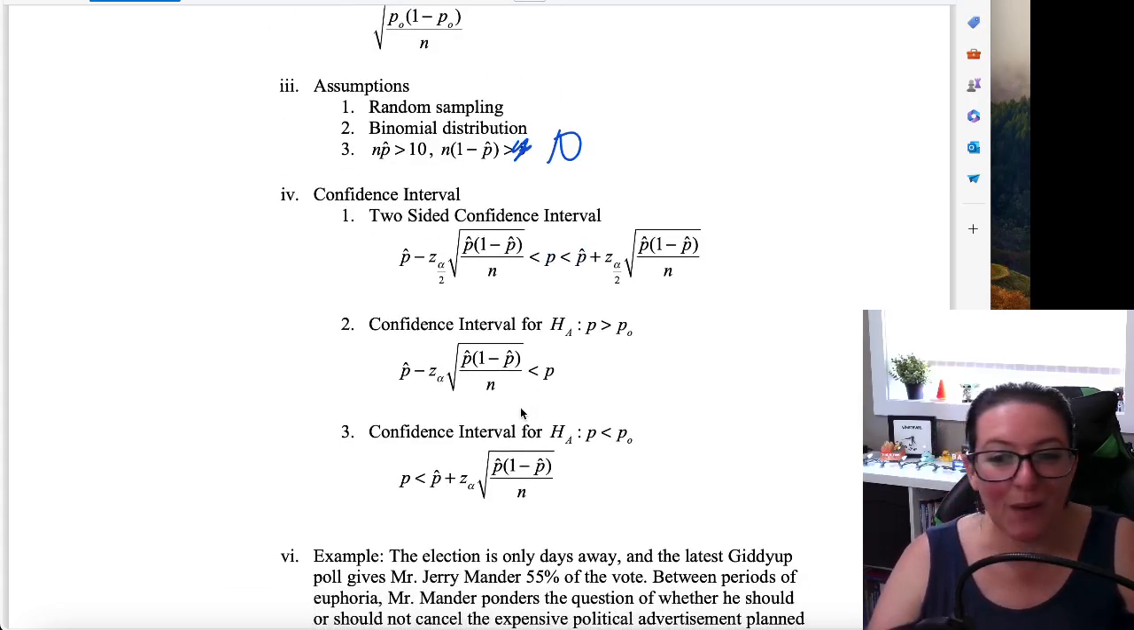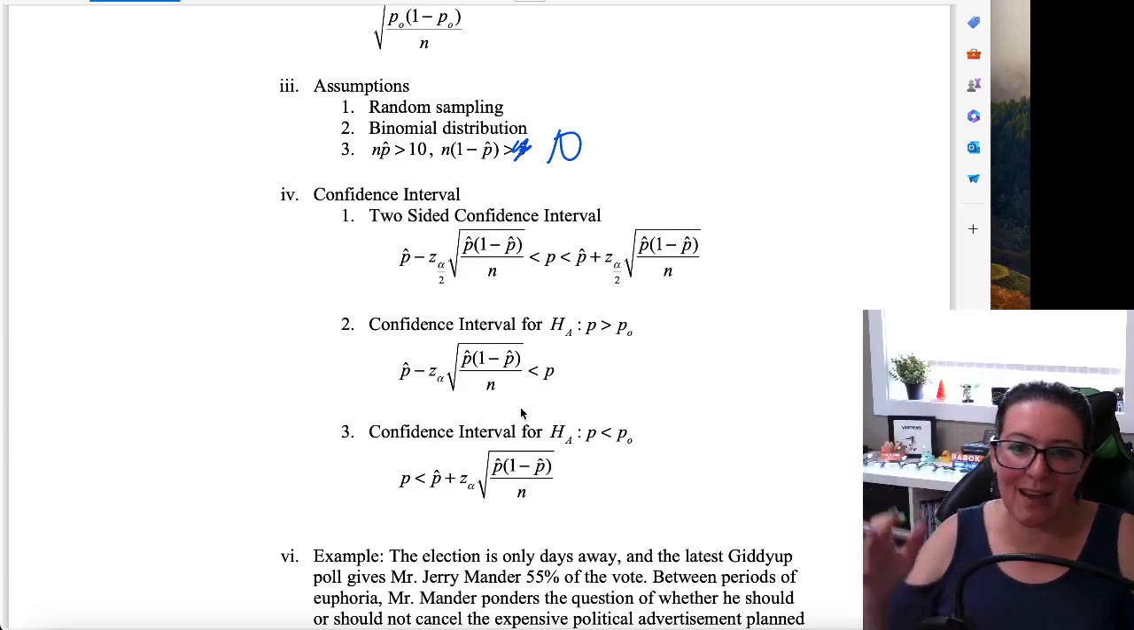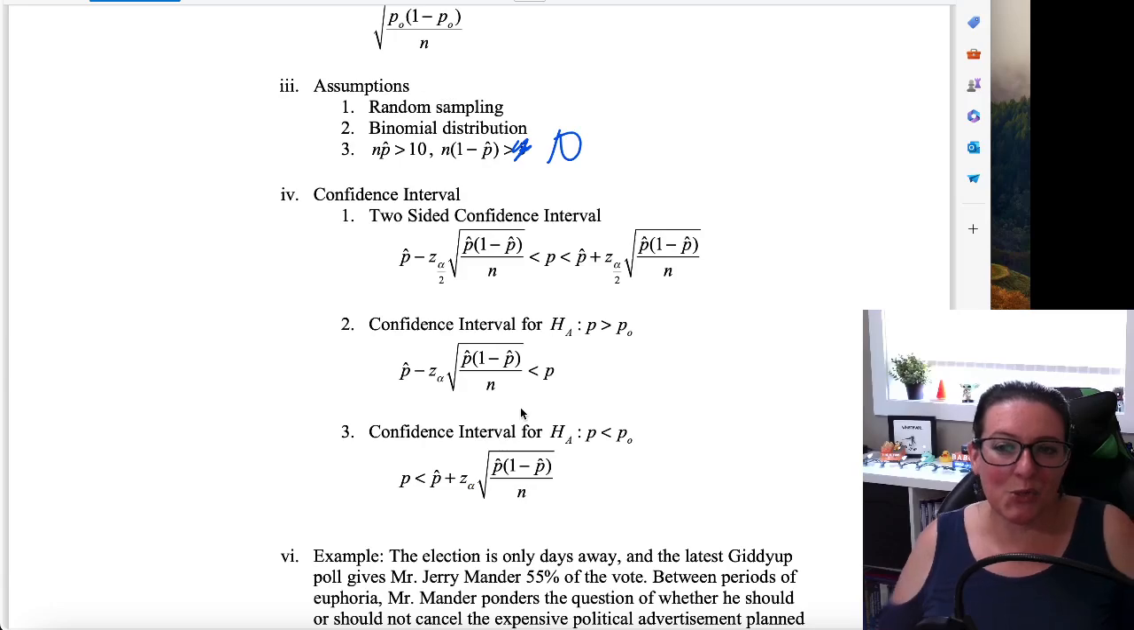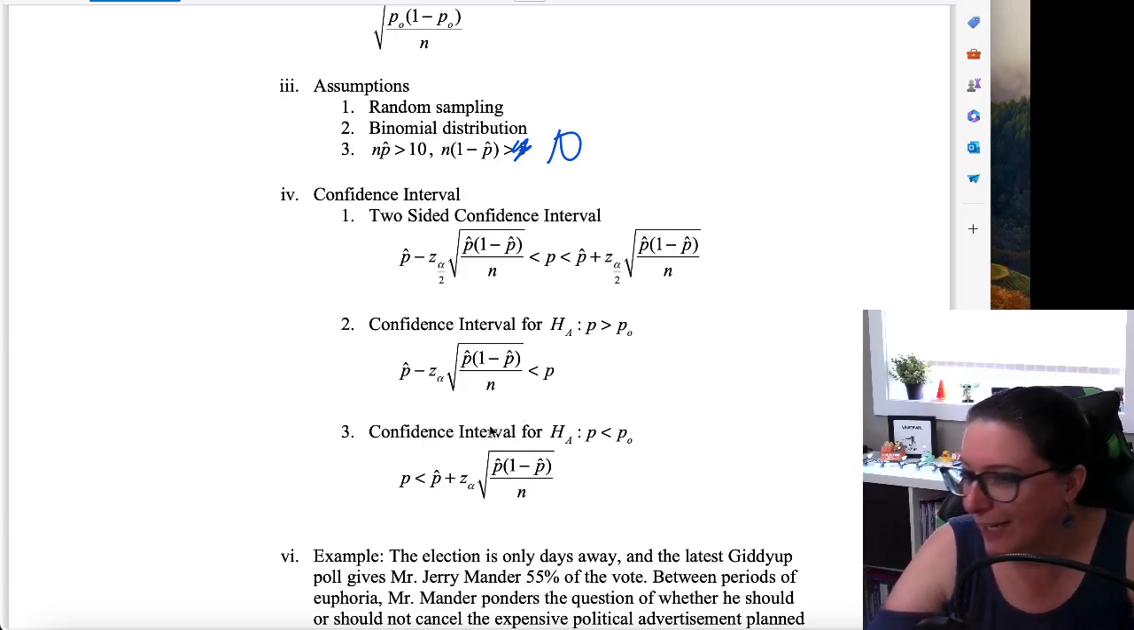And we have talked about confidence intervals already for our proportions test. So again, if you have a two-sided test, you can have two sides to the confidence interval that goes with it. Or if you have an alternative hypothesis that is just greater than or less than, then you just have that half of the confidence interval that you are looking at.